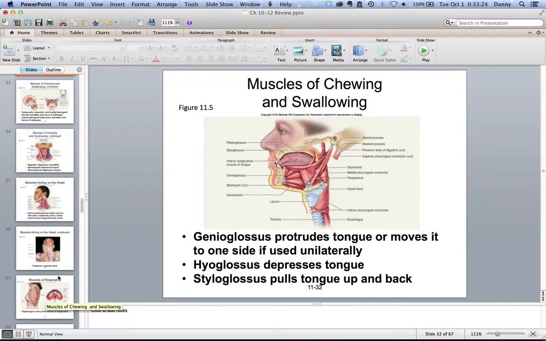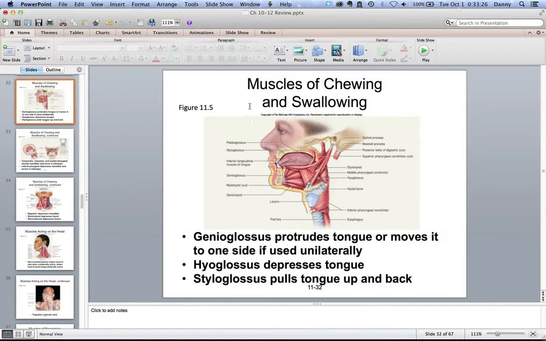The book divides the muscles a little bit differently than I do, but you can categorize them however you're comfortable. Chewing and swallowing is going to be mostly tongue muscles, so mostly glossus muscles. I believe there's 8, 4 intrinsic and 4 extrinsic, and just understanding what they do. Hyoglossus will pull the tongue down, styloglossus pulls it up and back, etc. I'm not worried about which muscles are working as you're eating, and I'm not going to ask any questions like that. Just be able to identify these as tongue muscles.